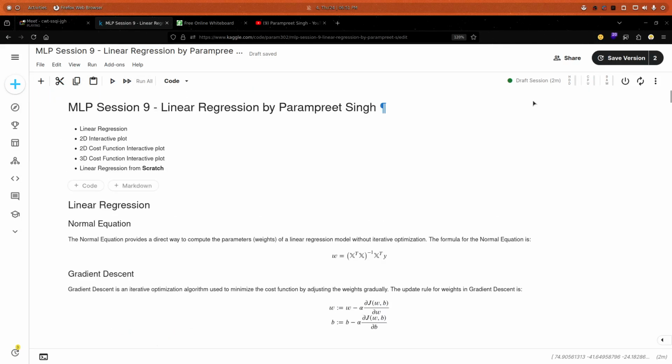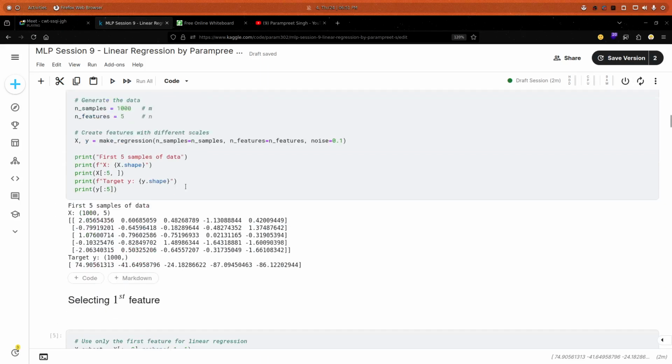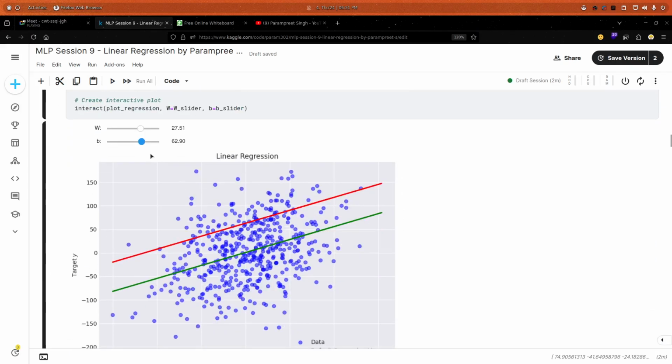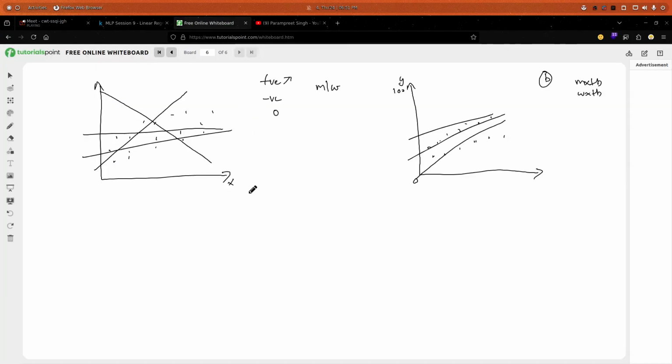What you can do is simply copy this notebook and run all these cells, and you can tweak these variables by yourself and check how it works. Okay. Till now, the basics are clear, how slope and intercept work. Now let's go further.